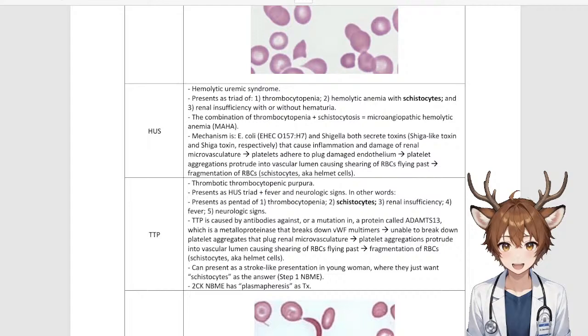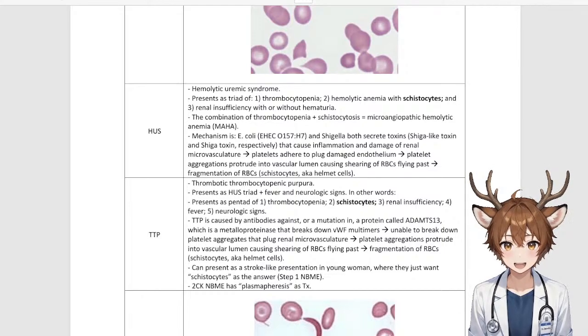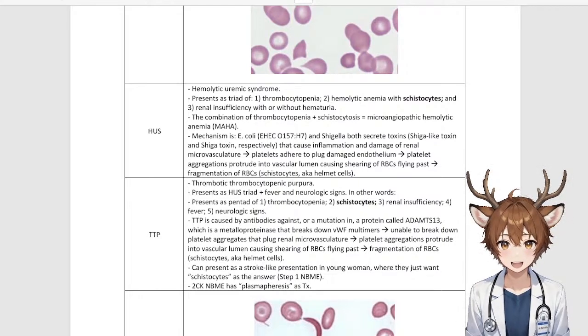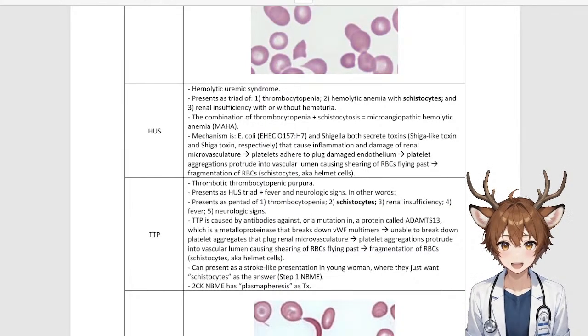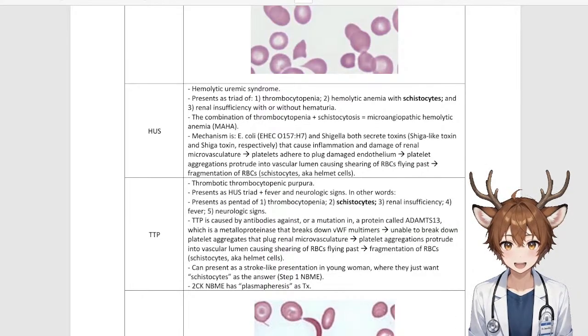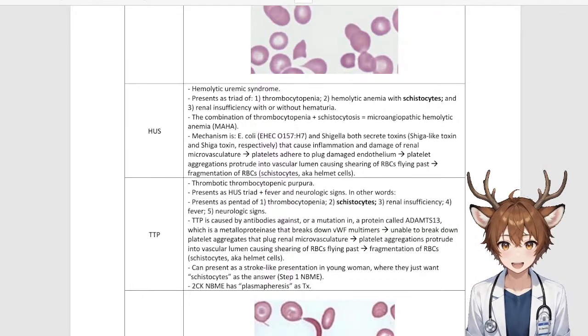Along with DIC, it's hard to mention DIC and not mention HUS, right? Hemolytic uremic syndrome presents as a triad of one, thrombocytopenia, two, hemolytic anemia with schistocytes, and three, renal insufficiency with or without hematuria. The combination of thrombocytopenia plus schistocytosis equals microangiopathic hemolytic anemia, or MAHA.